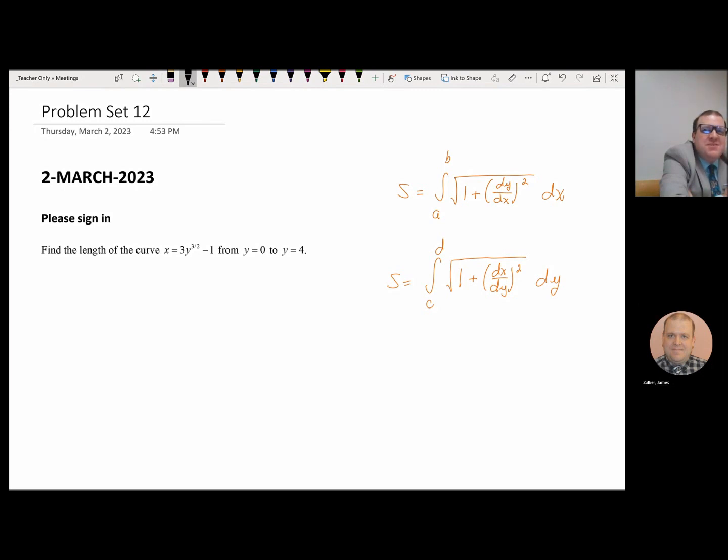By the nature of the beast, these integrals are not pleasant. In fact, most of the time, for most curves, you're probably going to have to use a numerical technique to integrate. I believe most of the ones we're going to look at work out nicely.